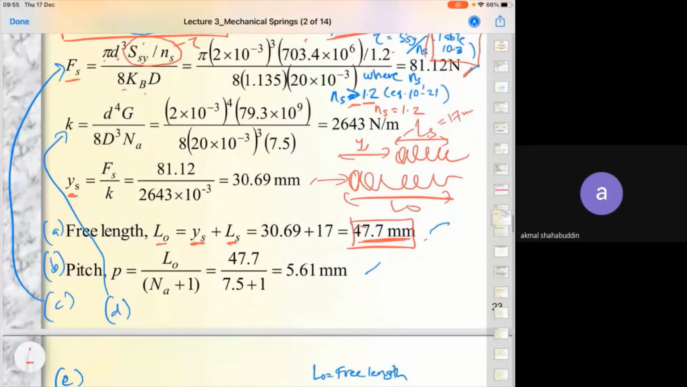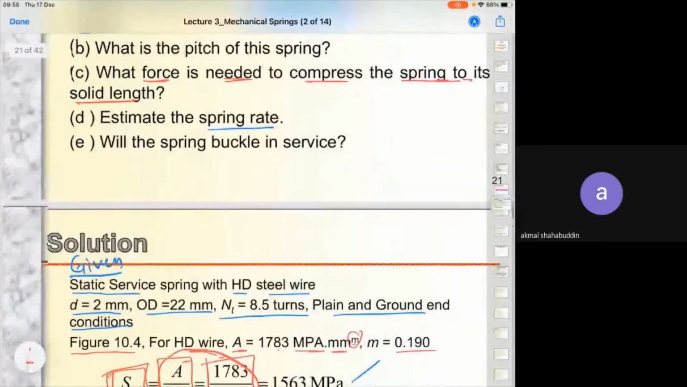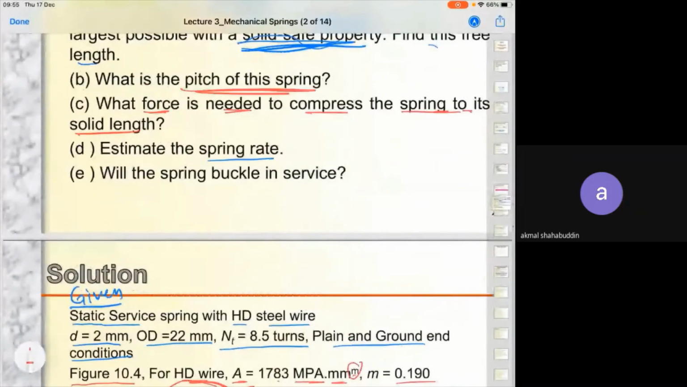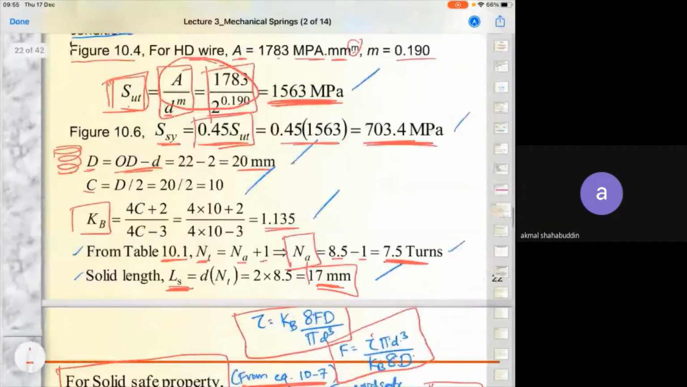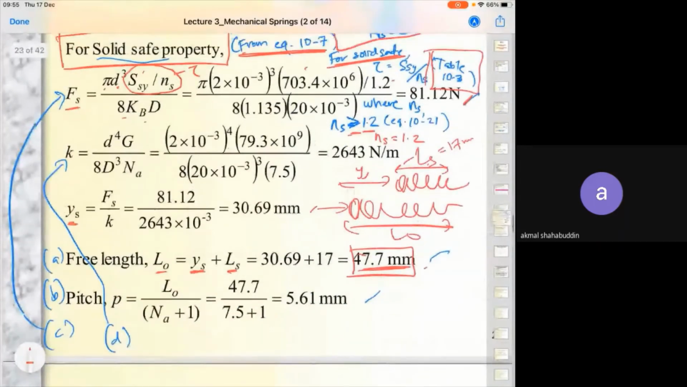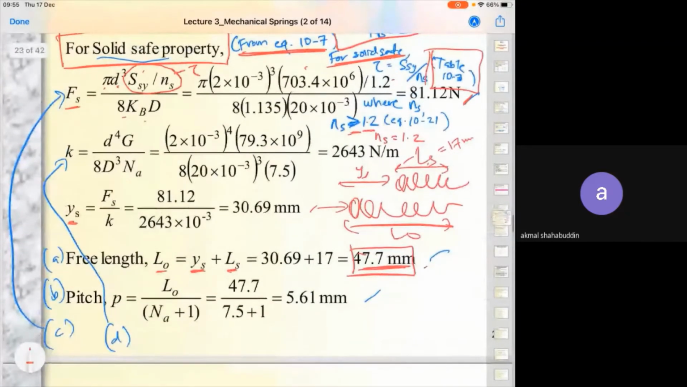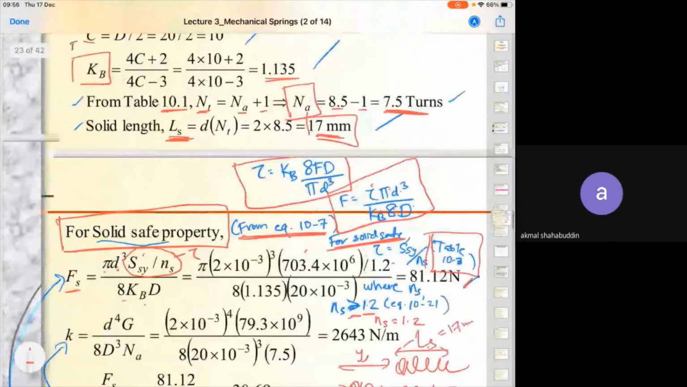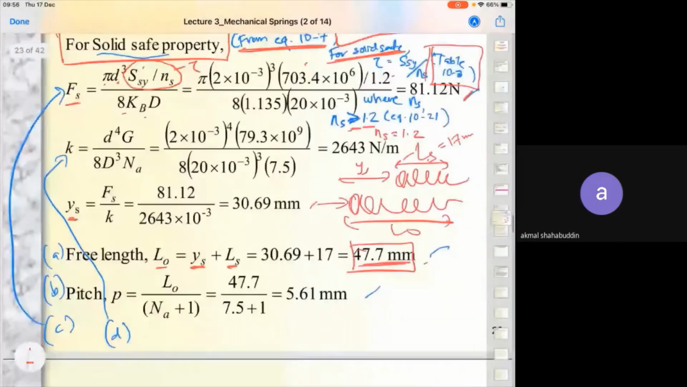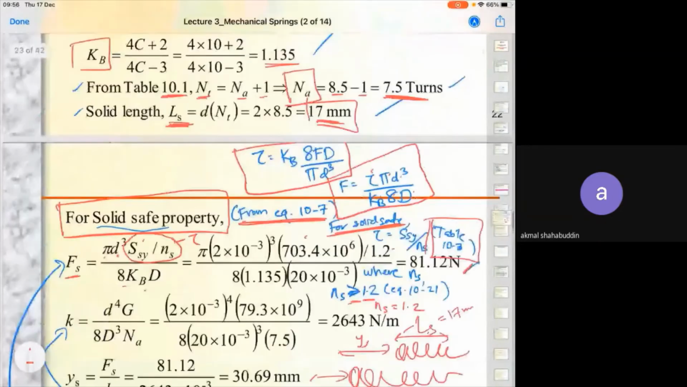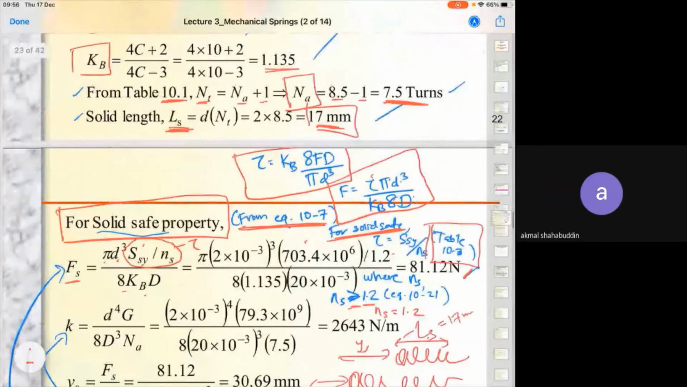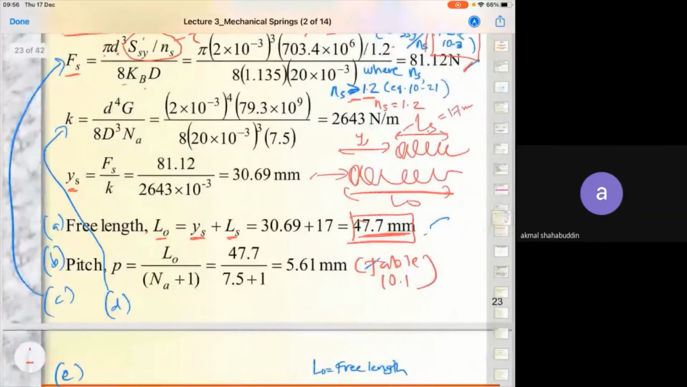Soalan yang kedua dia tanya kita adalah what is the pitch of the spring? So, pitch of the spring, we just use calculation for plain and ground. Table berapa tadi? Table 10.1. So, tulis kat sini, table 10.1. Dan you get number of pitch ataupun pitch lah. Pitch ni antara coil dengan coil kan? Ni pitch.